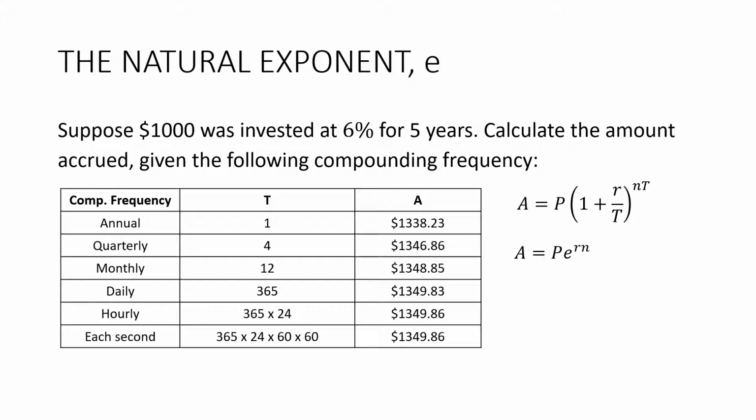Now, if we work out, I put this formula on the previous slide, the amount accrued is equal to the principal and then e to the power of rn. Then I put the numbers in. So there's my 6% and my 5 years. Look at that. Get the same amount. So basically what this is saying is that any interest rate can be expressed as e to the power of that interest rate times the number of years. And this will give us the maximum amount of interest. So that's where e comes into play.